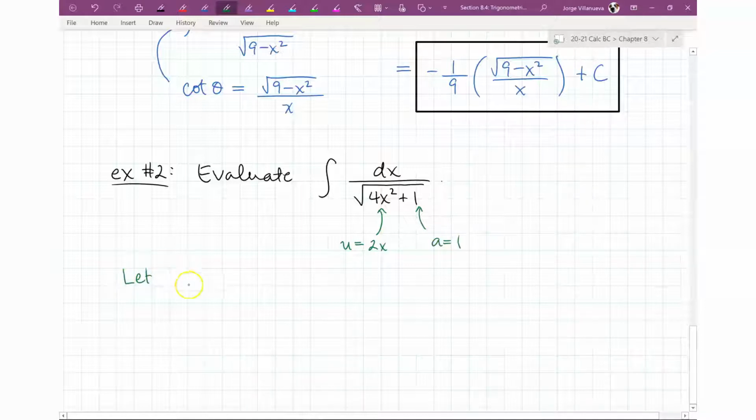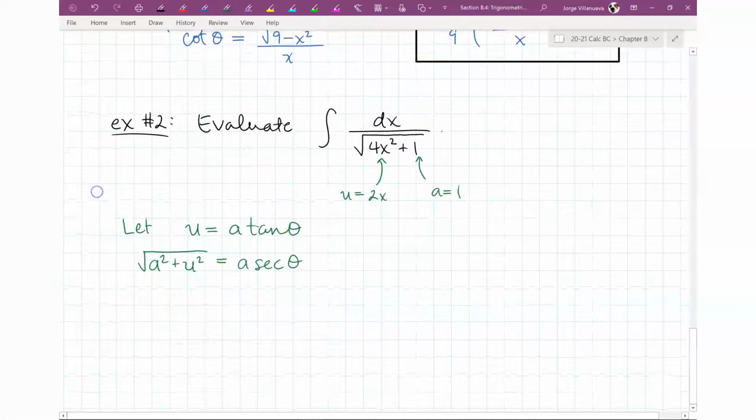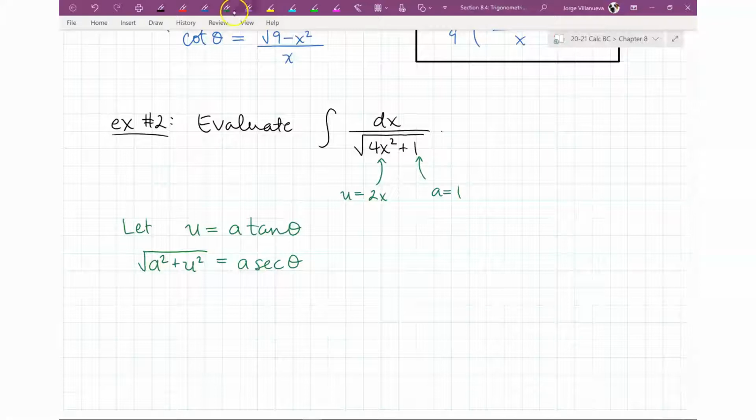And then start with your let statement. So let u equal a tangent of theta. And then you're going to let your square root of a squared plus u squared, or in our case u squared plus a squared, equal a secant theta. Okay, that's what our square root is going to be. A secant theta. So that's our let statement. So let's go ahead and do that. Okay, we're going to fill in our information for our let statement.